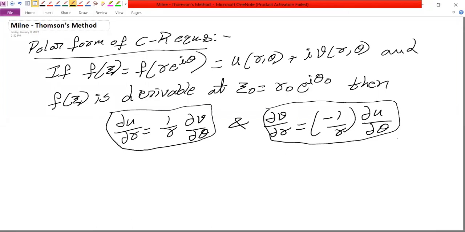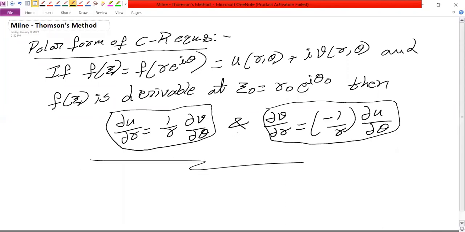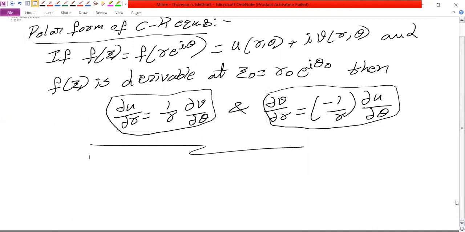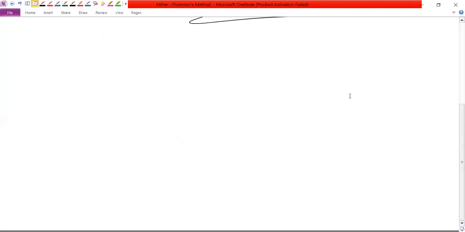So students, first I'll give you what Milne-Thomson's method is. I'll just give you a procedure, you can note it down. The main heading is construction of analytic function, the main topic name.